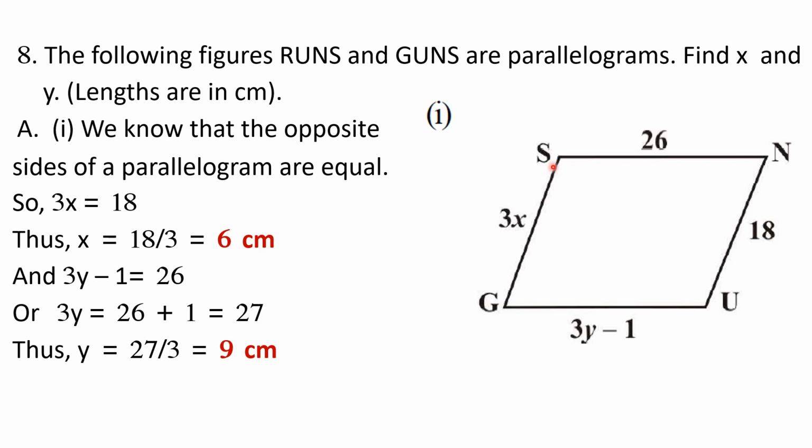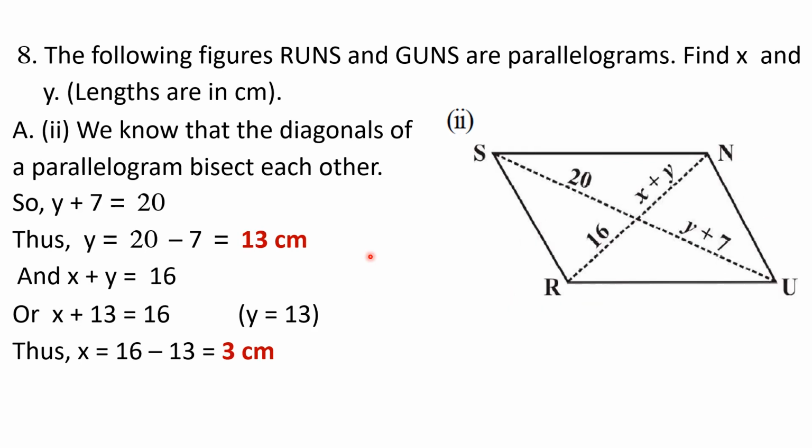This means 3x is equal to 18. Thus x is equal to 18 upon 3. 3 sixes are 18, 6 centimeters. So simple. And 3y minus 1 is equal to 26, because these are opposite sides and they are equal to each other. So 3y is equal to 26, minus 1 goes here, plus 1 is equal to 27. So y is equal to 27 upon 3, 3 nines are 27, 9 centimeters. So simple. Okay, next part, part 2.